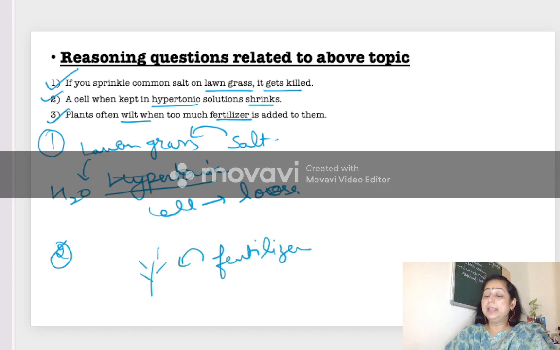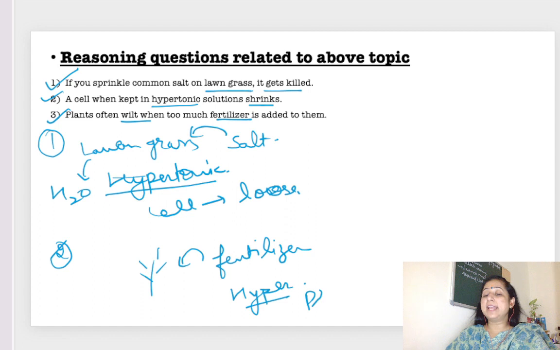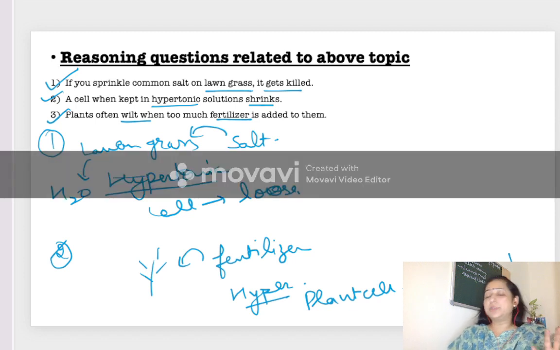What will happen? The fertilizer will make the solution around, or the condition around, hypertonic. Hence the plant cells will tend to lose water, and when they lose water, the cells will shrink and the plant will die. So there are multiple reasoning questions like this. Again, we will be taking up more of these questions in our upcoming videos.